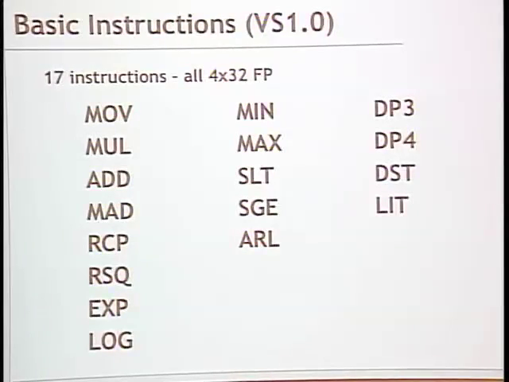Okay. SLT, set if less than, set if greater than or equal. ARL, which is an addressing instruction. Dot product, so we'll take 3 or 4 wide, 2 vectors, and then compute the dot product of those. Okay. Turns out to be very useful in graphics. You'd never see that in a CPU instruction set. DST takes 2 vectors and figures out how far away they are from each other, like 2 points. Right. It calculates the Pythagorean distance.